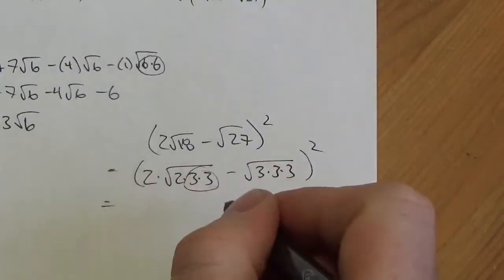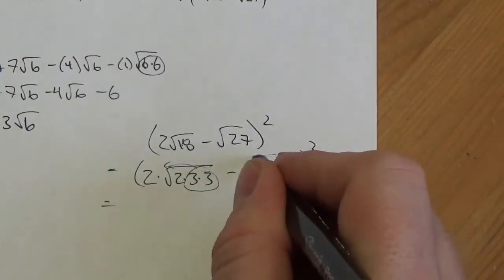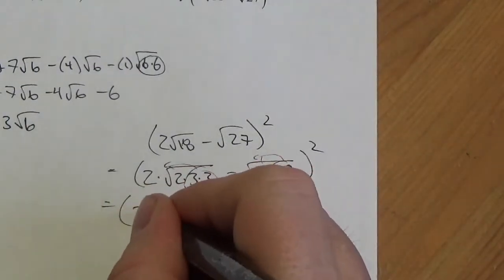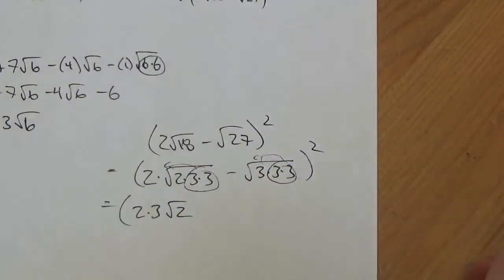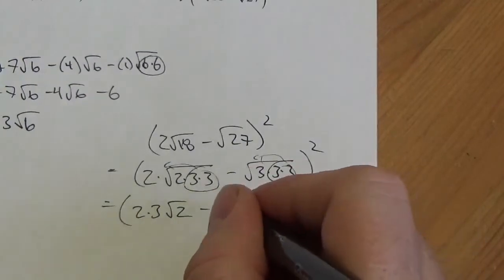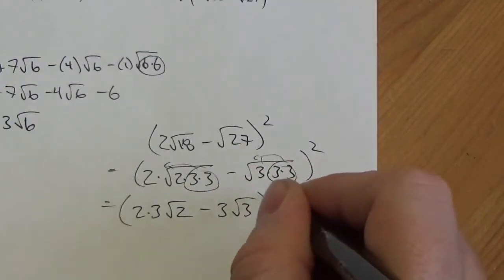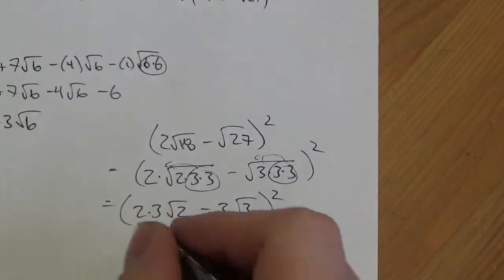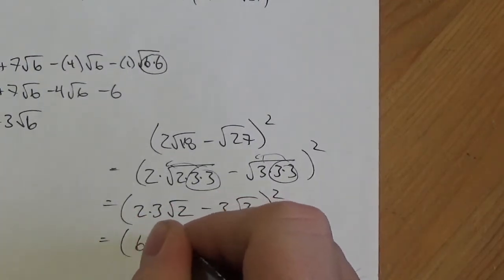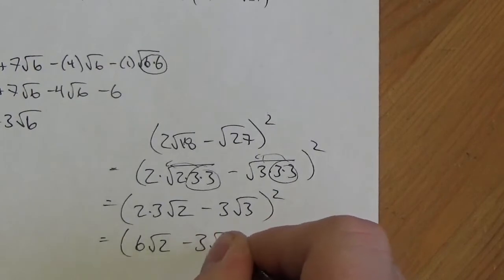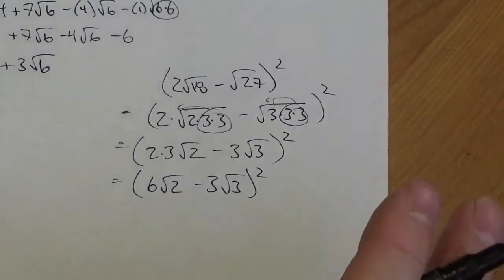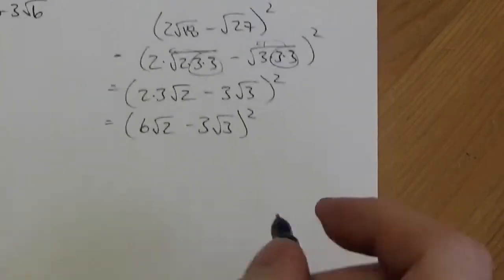Well, I can take out a pair of 3's here, and I can take out a pair of 3's there. So this is going to become 2 times 3 root 2 minus 3 root 3 squared. Okay, because that 3 survived, and so did that 2. So this is 6 root 2 minus 3 root 3 squared. Okay. So I haven't even gotten to the squaring part yet. All I've done is simplify the expression.